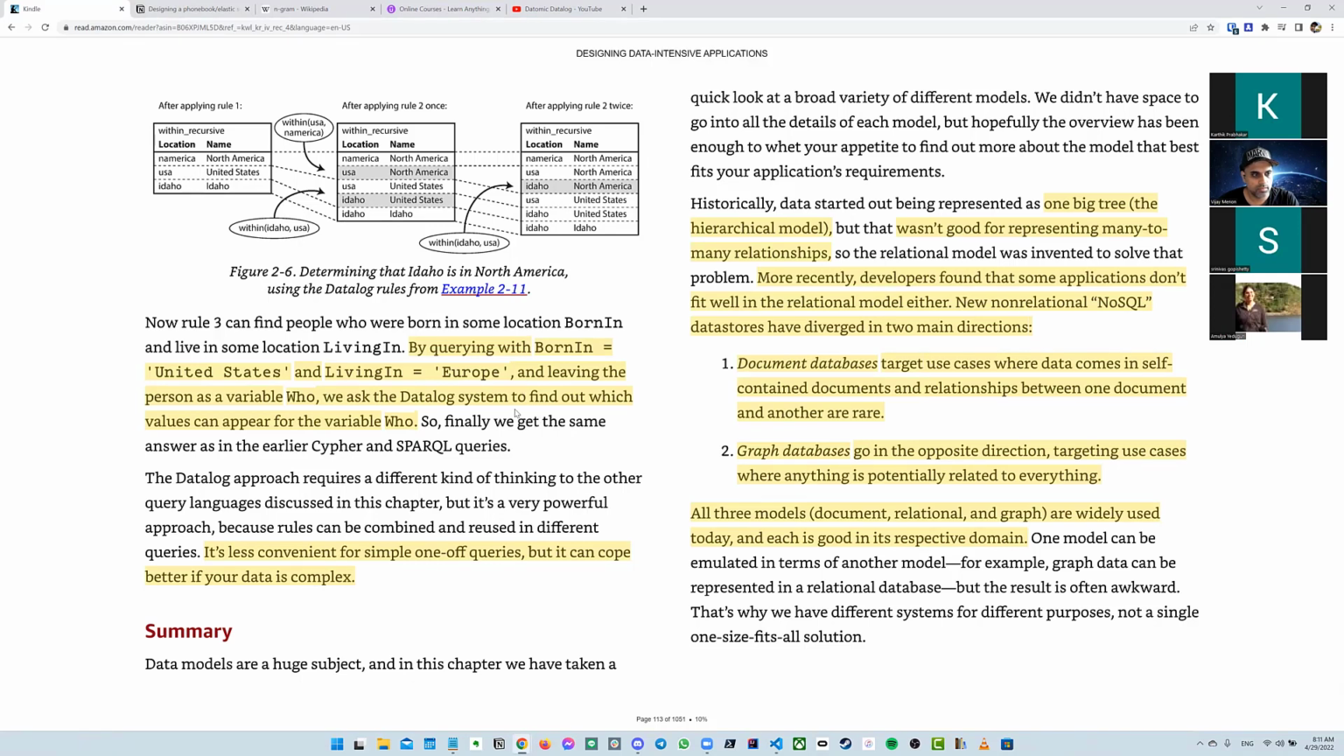Right. Also, you can define different kinds of relations, right? In SQL, you would have to spin up different tables for different kinds of relations. Here, you define them on the fly. Right.